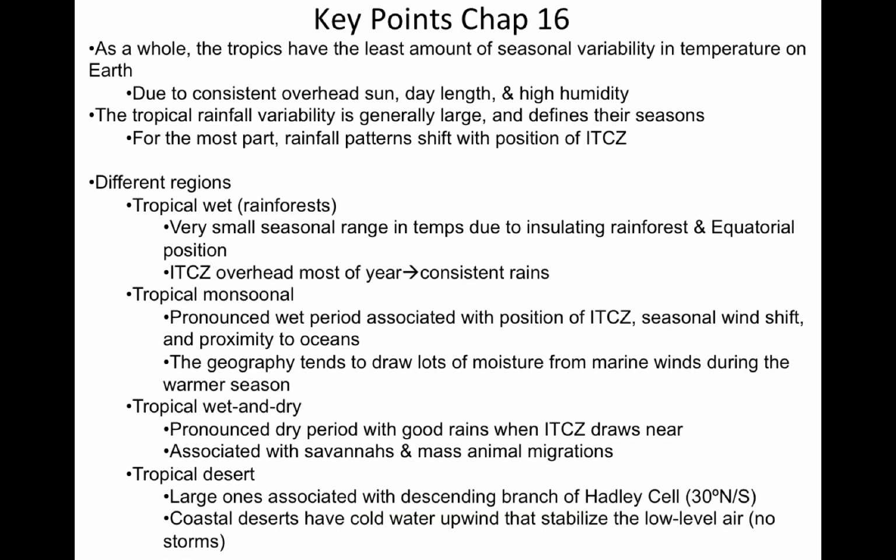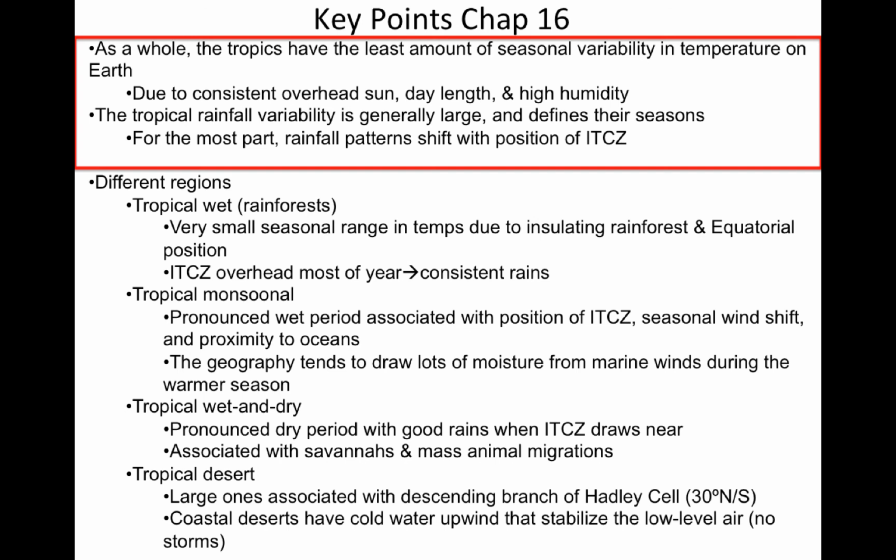Key points for Chapter 16. As a whole, the tropics have the least amount of seasonal variability in temperature on Earth. This is due to the consistent overhead sun, the consistent day length, and the consistently high humidity values. The tropical rainfall variability is generally large and defines their seasons.